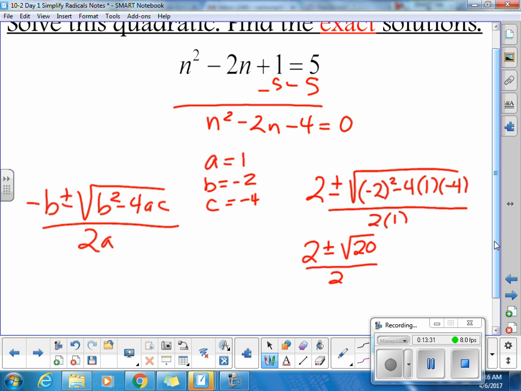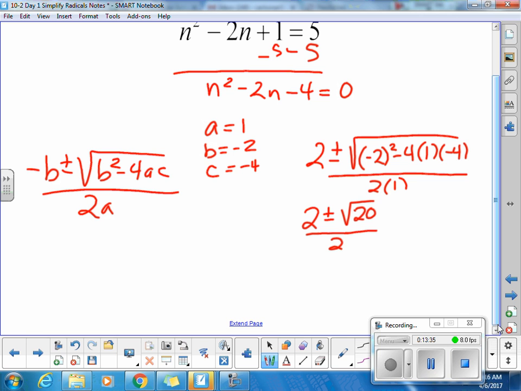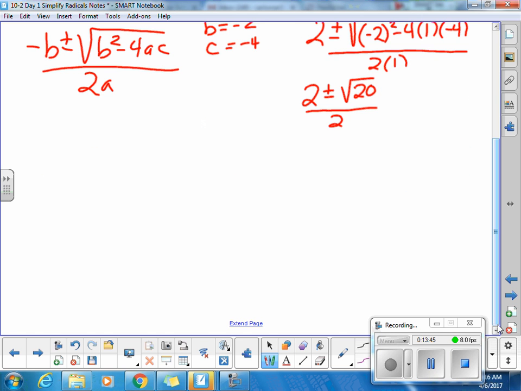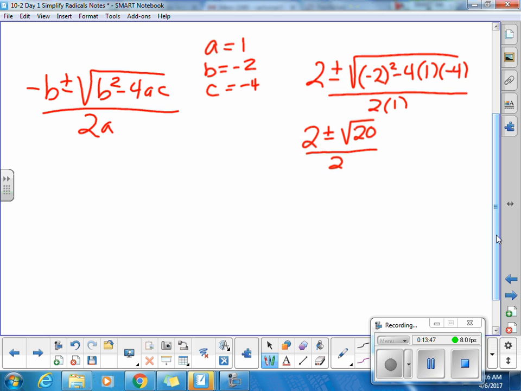Now last chapter, we just let you plug that into your calculator and get an estimate rounded to the nearest whatever we said, right? But this chapter, that's not how this is going to work. We are actually going to simplify that. So let's look. We have 2 plus or minus the square root of 20. So we're just worried about that square root of 20. I'm going to pull that over here. So let's simplify that square root of 20.